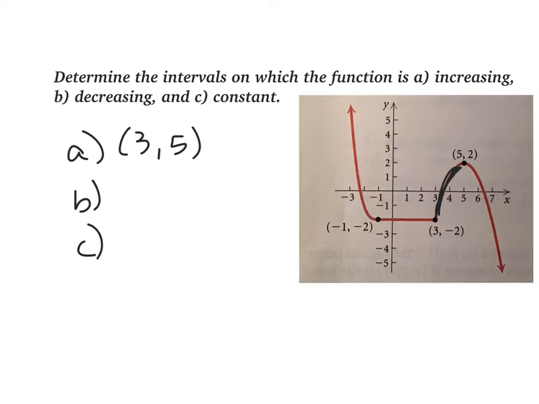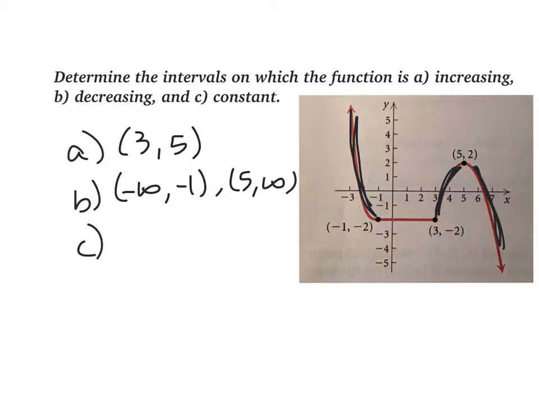It's decreasing from here, it keeps moving on me. It's decreasing there to there, which is from forever left until I get to -1. And it's also decreasing right here, which is beginning at the 5 and going forever. So I'm going to put 5 to forever. So it's decreasing in 2 places.